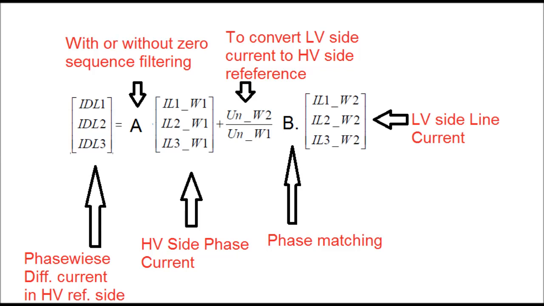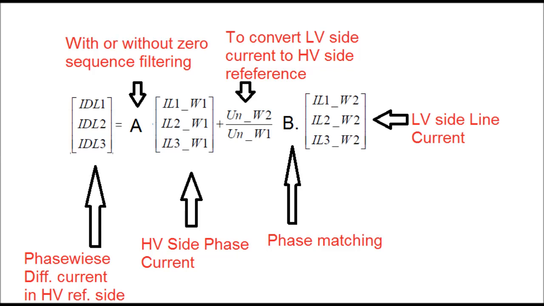If it is a delta connected winding, then the value of the A matrix will be different from that with zero sequence filtering. Now in the second part of the right hand side of the equation, there is a ratio. The ratio is nothing but the LV side phase-to-phase voltage to the HV side phase-to-phase voltage. It is multiplied by the B matrix into the LV side line current. The ratio is multiplied in order to convert the LV side current to the common reference value of the HV side current.